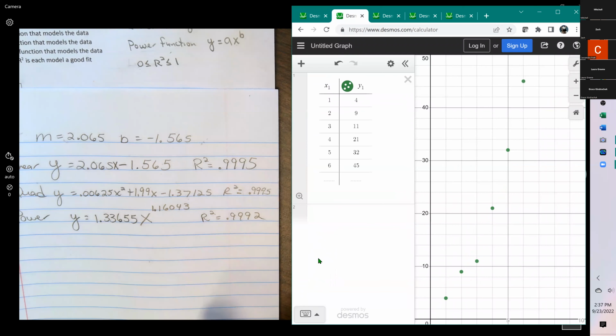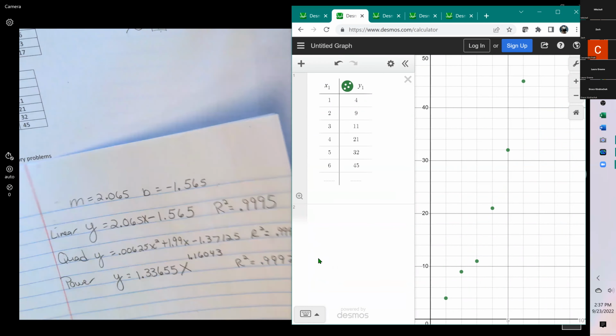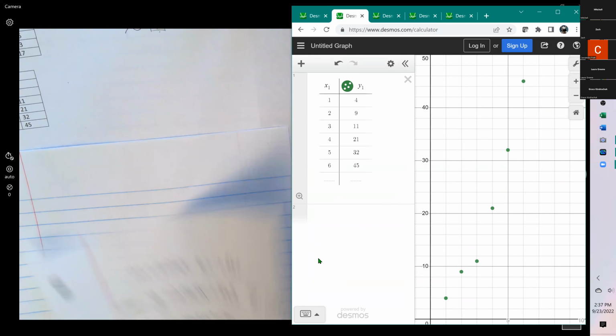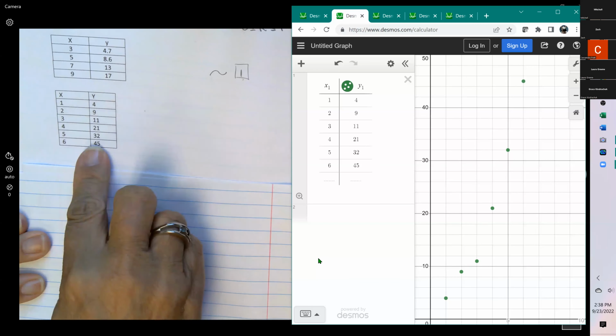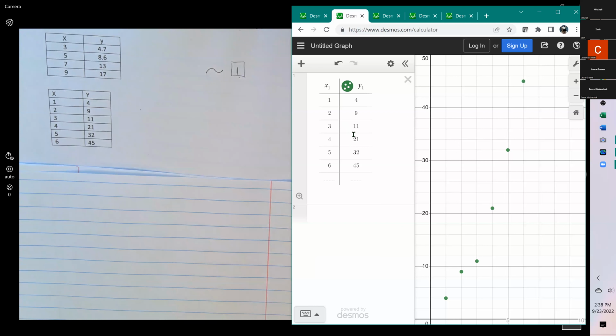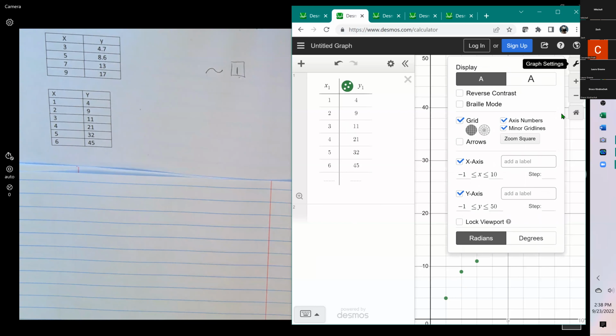Okay. The second one on here. We have this table, and I typed it in. 4, 9, 11, 20, yeah. And then so that we can see our graph, I made it go from -1 to 10. Look at the x's. I always start with -1, unless there's negatives, then I go a little further negative. But business-wise, usually it's all positive.